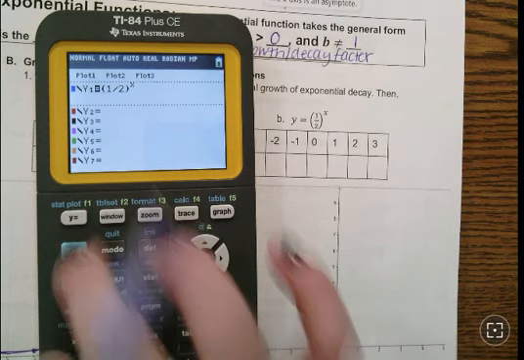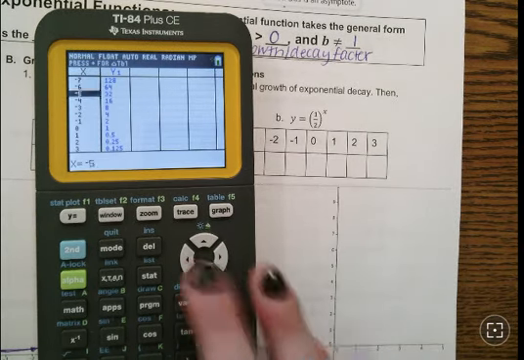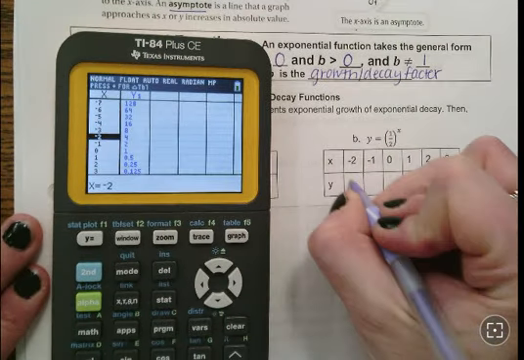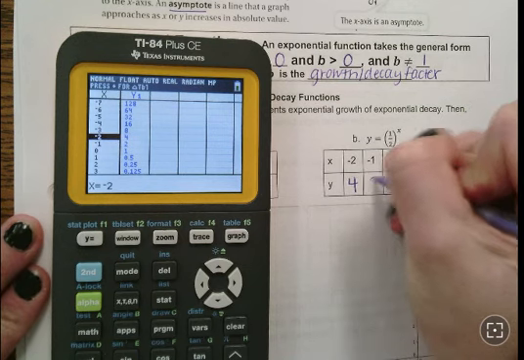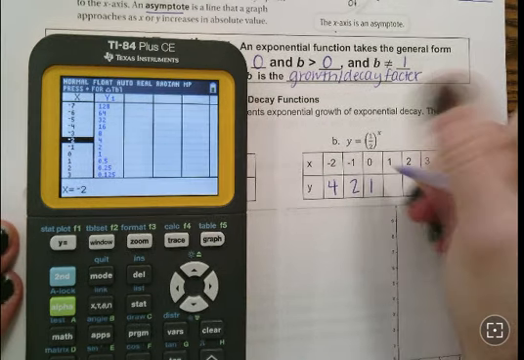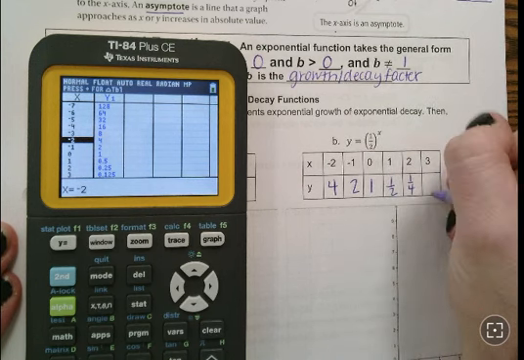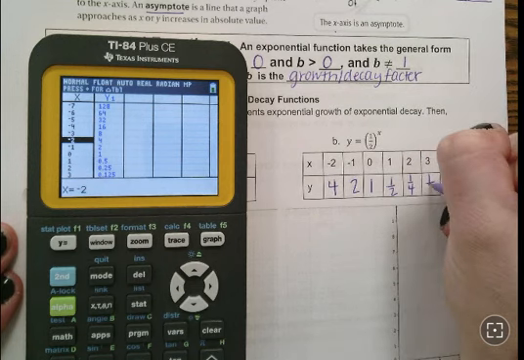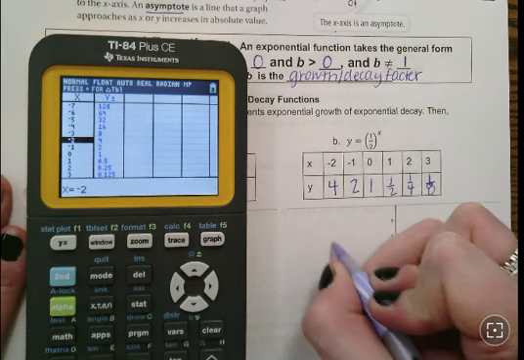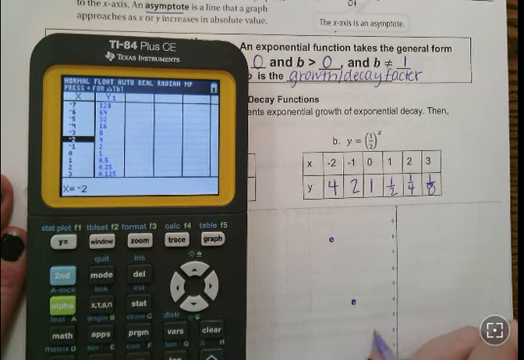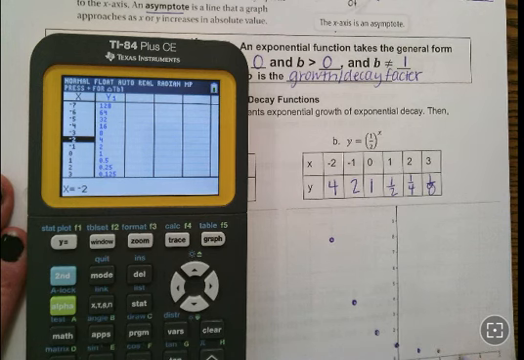Okay? So 1/2 to the power of x. This only goes up to 10, it looks like, so I think we should probably start here with negative 2, and that's 4. Negative 1 and 2, 0 and 1, 1 and 1/2, 2 and 1/4, 3 and I believe that's 1/8. Okay, so negative 3, 8, negative 2, 4, negative 1, 2, 0, 1, 1/2, 1/4, 1/8.